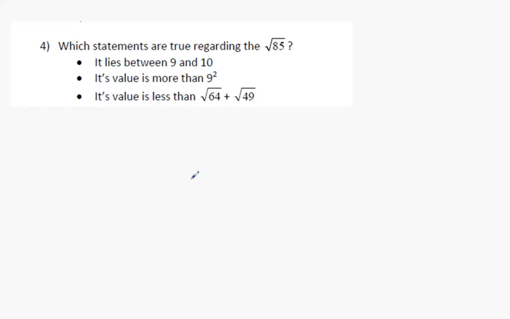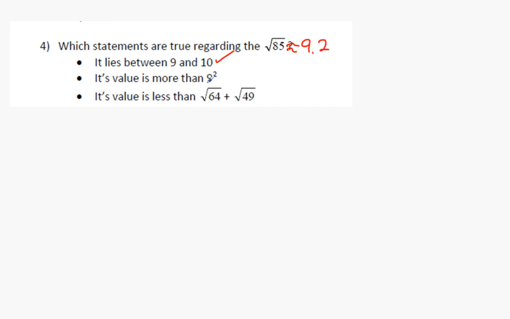Alright, number 4. Which statement's true regarding the square root of 85? So first we need to figure out what the square root of 85 actually is. Put it in your calculator, and that comes out to approximately 9.2. So does it lie between 9 and 10? Yes. Its value is more than 9 squared.